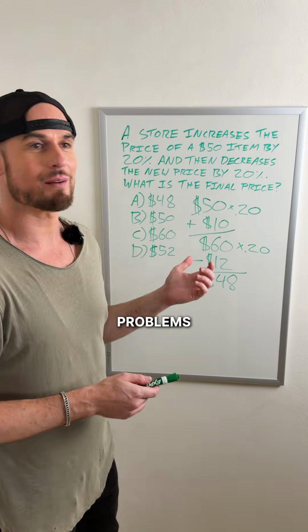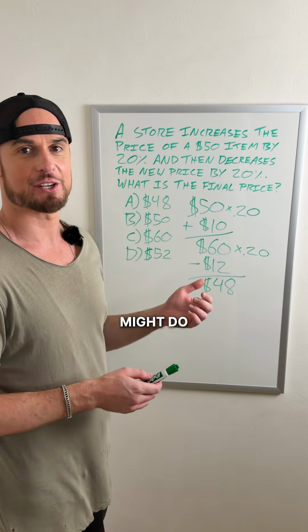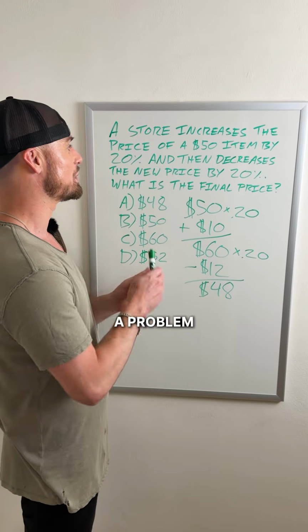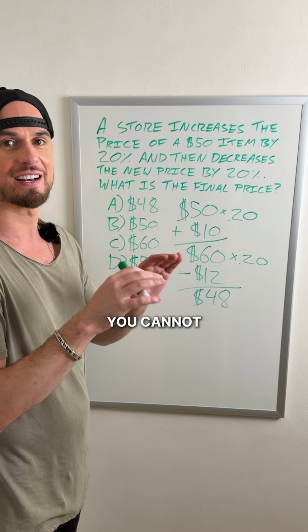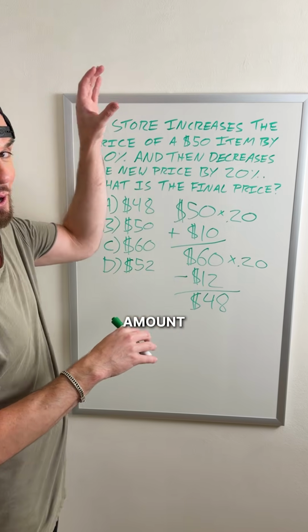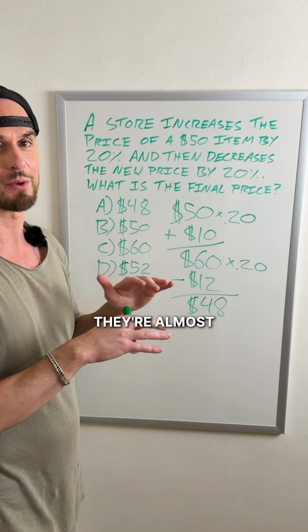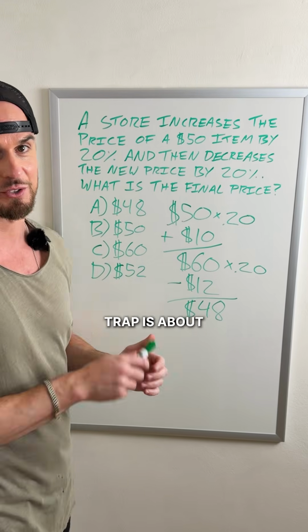So yeah, these percent problems, this is a classic example of when they might do a trap answer. If you see a problem where there's an increased percent and then a decrease by the same percent, you cannot assume that the increased amount is gonna be the same as the decreased amount. They're almost always gonna be different numbers, and that's what this trap is about.